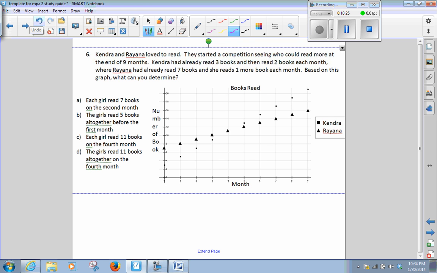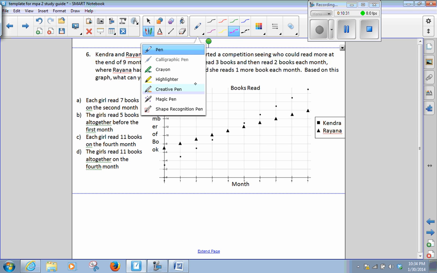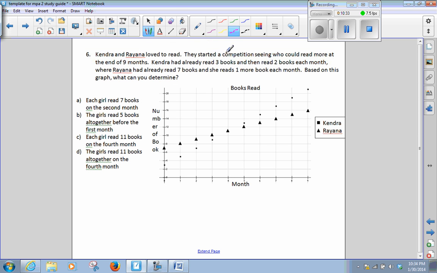Number 9, Kendra and Rihanna love to read. They had a competition. Okay, so Kendra started off with 3 books before they even started the contest and then read 2 books each month, while Rihanna had already read 7 books and read 1 more each month. So let's look at option A.